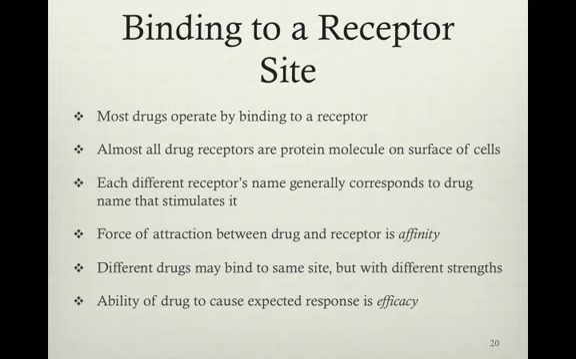So these are two terms that you probably need to know. One is affinity, and the other one is efficacy. If I have a greater affinity, I'm drawn to it more. And if the efficacy of this drug is good, then it has good expected responses.